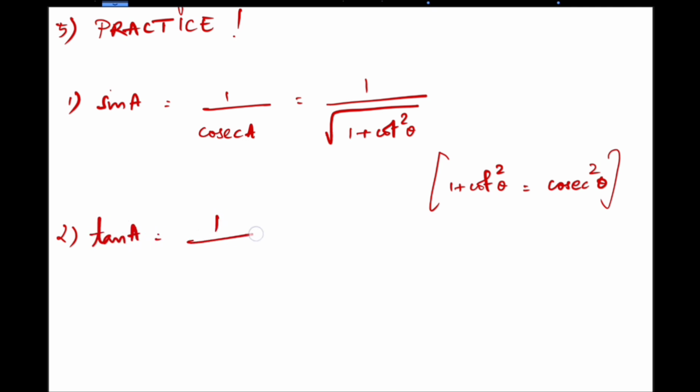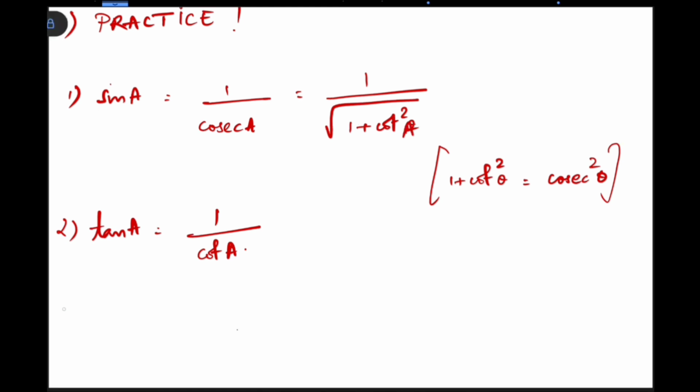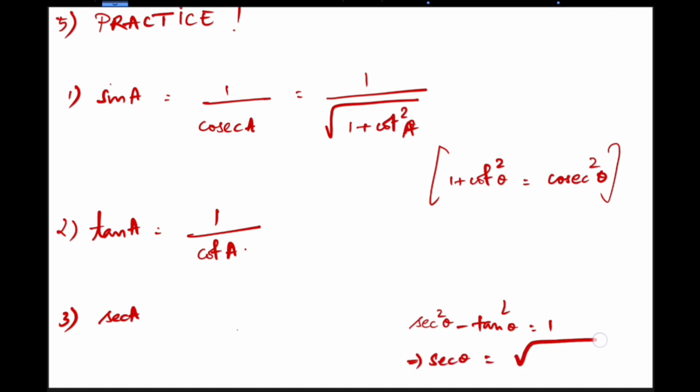Now then tan A. Obviously we know tan A is 1 by cot A. Third sum is sec A. We know sec square theta minus tan square theta is equal to 1. Similarly we can get sec theta as root of 1 plus tan square theta.